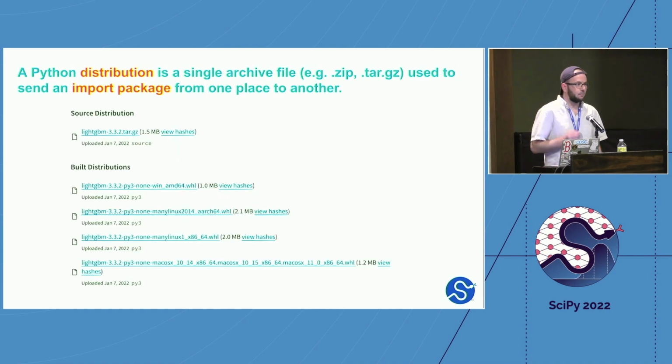A Python distribution is a single file that's used to send an import package from one place to another. So when you use a package manager like pip or conda and you're installing a package, that process is getting a distribution, like a tarball, a zip file, or something like that, from a place on the internet and bringing it down to wherever you are doing your work. This screenshot, for example, is from LightGBM's PyPI page, and you can see there are multiple distributions for any one version of this library.